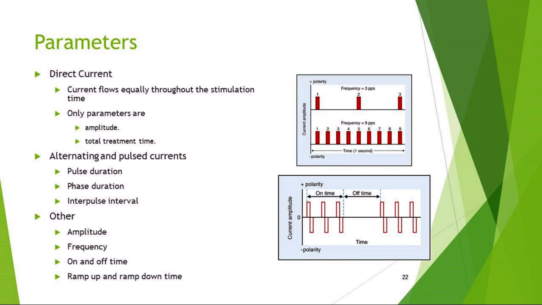With alternating and pulsed currents, there's pulse duration, phase duration, interpulse interval. You're also going to adjust amplitude, frequency, on-off time, and ramp up, ramp down time. So lots of parameters to adjust in alternating and pulse currents, not so many in direct current.